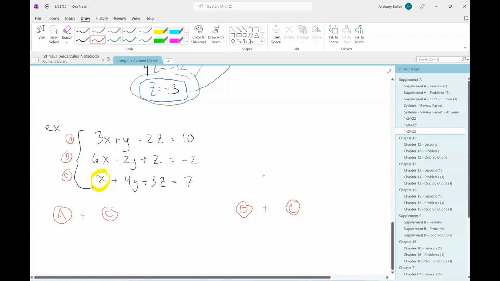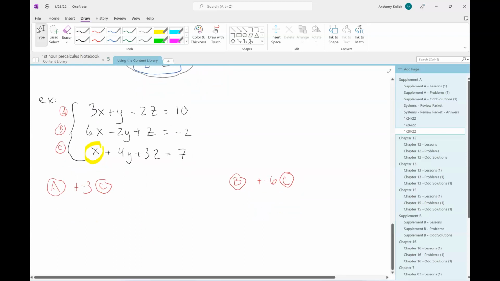So what do I need to multiply the equations by for A and C to eliminate x? -3 to which equation? Just C, right? A can stay where it is, which is lovely. And then how about B and C? -6 times C. Everybody cool with that? Okay. So let's go ahead and write that out now and do our elimination. So -3 times C.